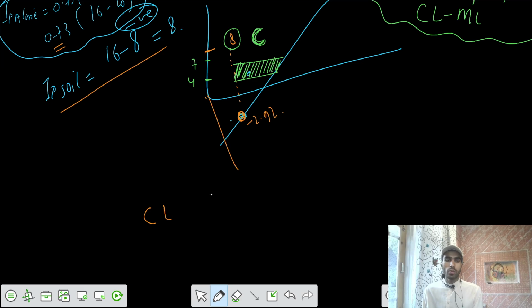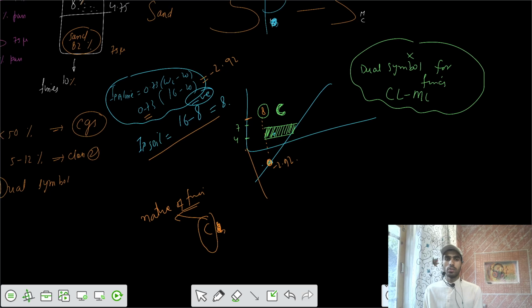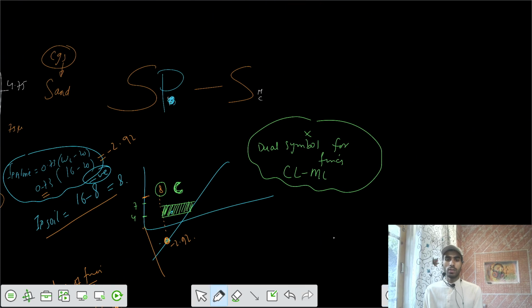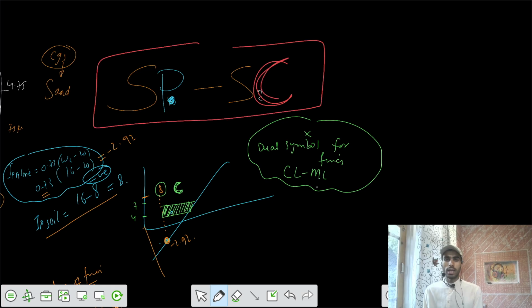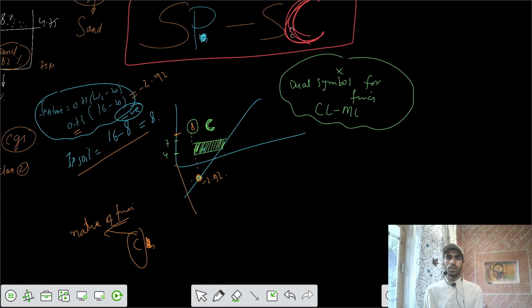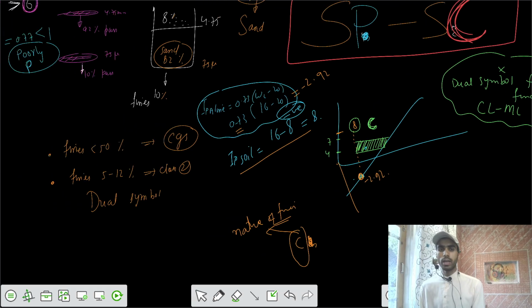But for our solution, we don't care about the low and high intermediate. We only say that this is fine. Nature of fines is clay. So the final solution would be SC. So that's poorly graded sand with clay as fines. So this is your solution. Okay.